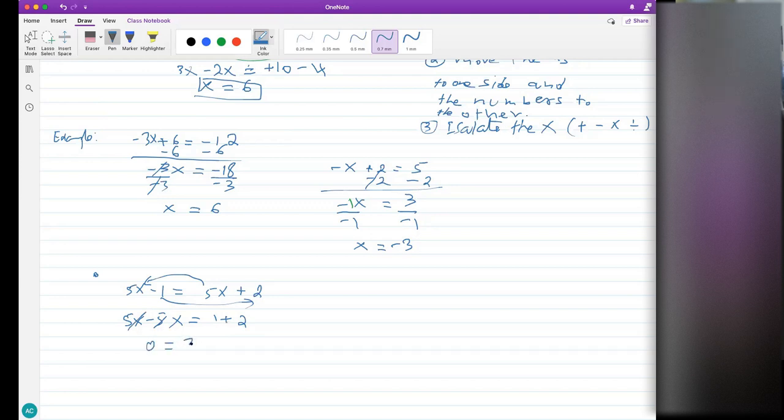And 3. What do you think of this statement? 0 equals 3. What do you think? That's right, this is a contradiction. It's an inequality, it's not an equation. 0 is not equal to 3. So this equation basically does not have a solution. It doesn't make any sense. There's no x that you would plug in to make this true. So this basically we say this is a contradiction. Doesn't make sense. So no solution.